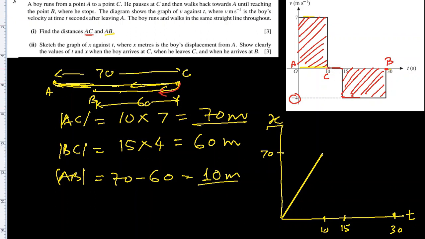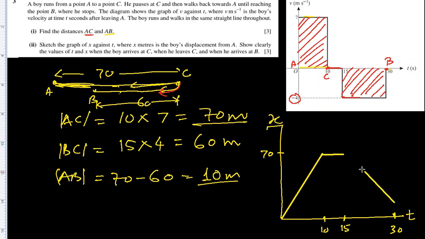Perfect. Now he is stationary for the next 5 seconds. So he will be stationary for 5 seconds till 15 seconds. He will be stationary here. All right. And then he changes the direction. Then the speed becomes minus 4 meters per second. That means the gradient of the next line will be minus 4 meters per second. But we know he will cover just 60 meters and remain 10 meters away from point C.